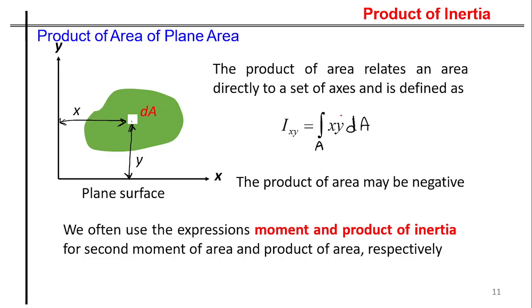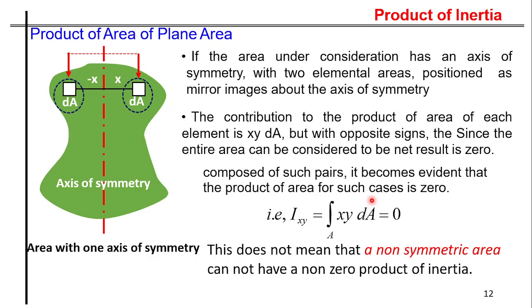So this is what you are getting, which is nothing but the integral over the area x into y into dA. So that's what you call the product of inertia. Now this can be negative, like I have explained just now. The product of inertia about its axis of symmetry is always going to be equal to 0.